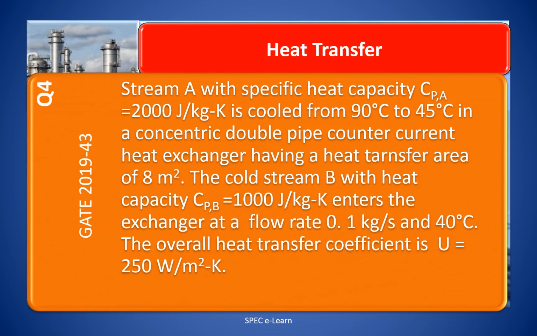Question number 43. Stream A with specific heat capacity CPA equal to 2000 joules per kg degree Kelvin is cooled from 90 degrees centigrade to 45 degrees centigrade in a concentric double pipe countercurrent heat exchanger having a heat transfer area of 8 square meter. The cold stream B with heat capacity CPB equal to 1000 joules per kg degree Kelvin enters the exchanger at a flow rate of 0.1 kg per second and 40 degrees centigrade. The overall heat transfer coefficient is U equal to 250 watt per meter squared degree Kelvin.